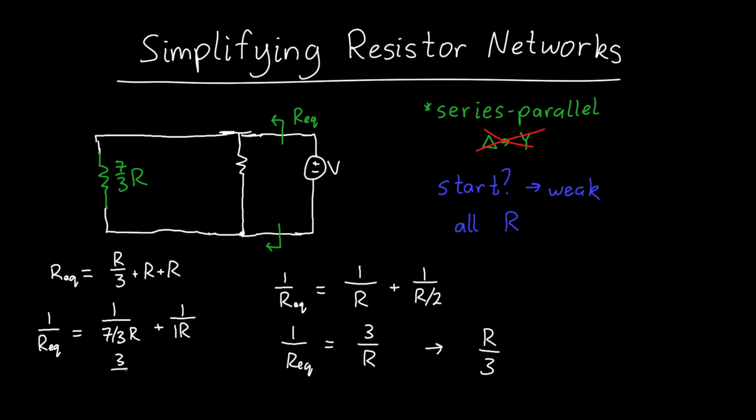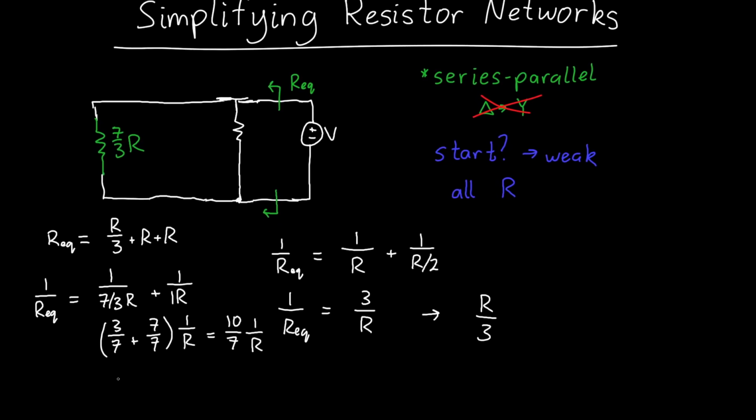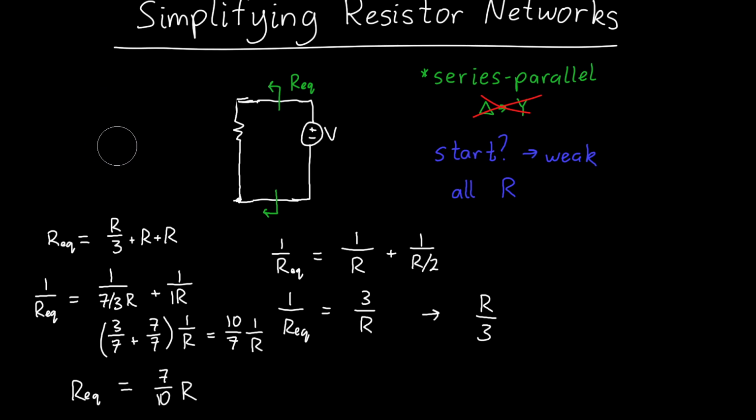So 3/7 plus 7/7, all times 1 over R, which is 10/7, 1 over R. And so the equivalent resistance of those two is just the inverse of that, or 7/10 R. And so I can replace these with an equivalent resistor, and I'll draw this one in green, that has a value of 7/10 R. And this is my final answer.